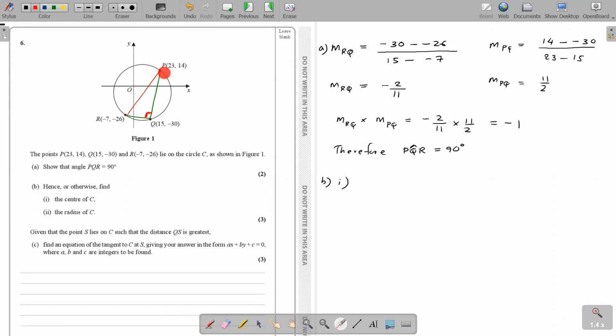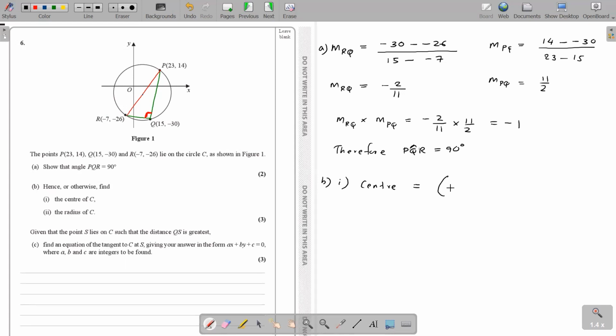RP is the diameter. So if RP is the diameter, how do you get the center? To find the center, you can get the midpoint of the points R and P. If you get the midpoint of R and P, you immediately get the center because RP is the diameter. Is that clear? So get the answer here. Center coordinates. They've just given a few, it's not much, so we can get the answer directly.